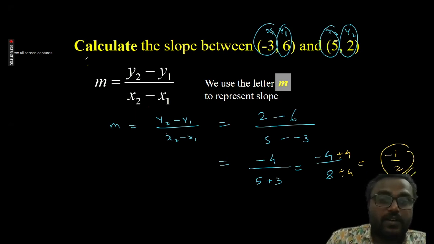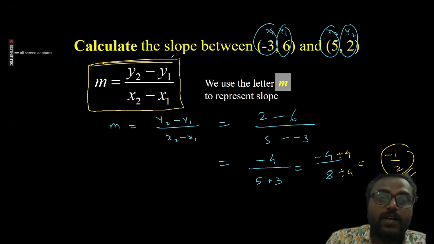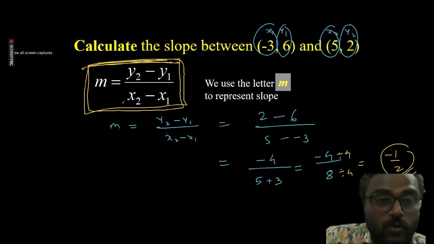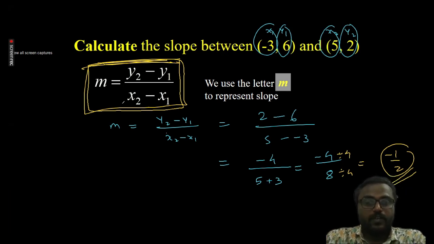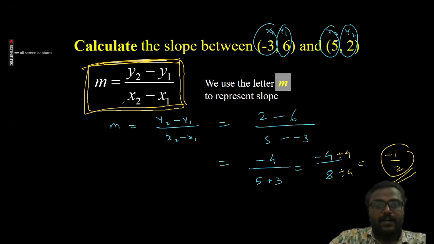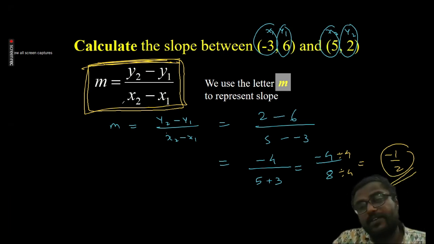So just take a minute and write this formula down somewhere. Slope M is equal to y2 minus y1 over x2 minus x1. Write down the formula in your notebook. If you have written it down, we are going to move on to the next question.